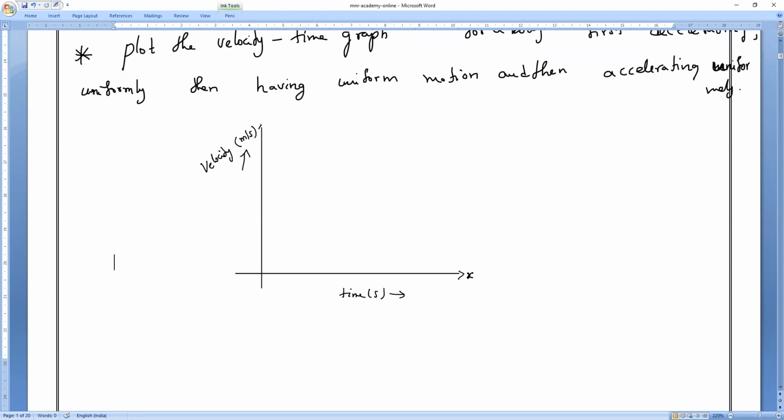What is the unit of velocity, everybody? Units of velocity. Meter per second.